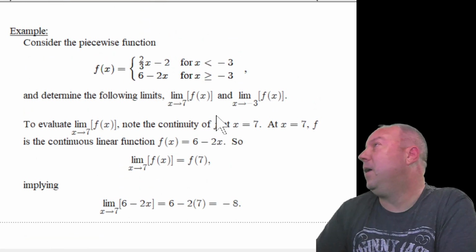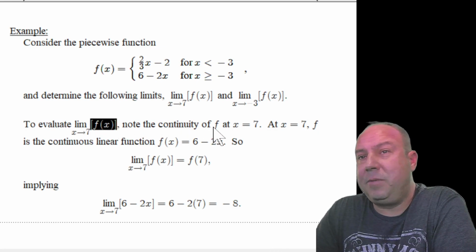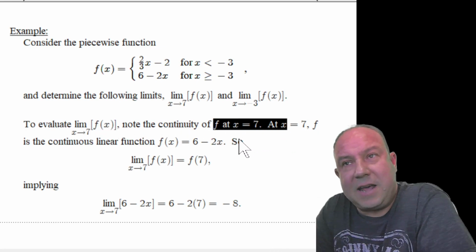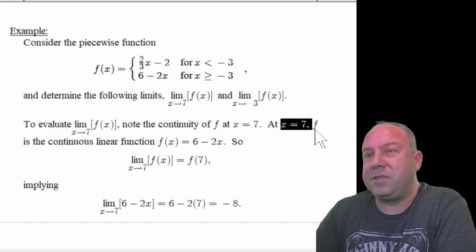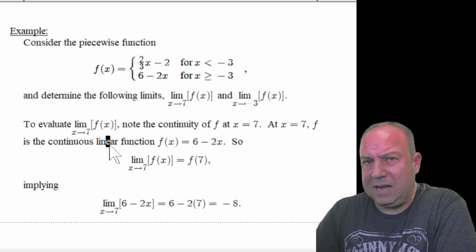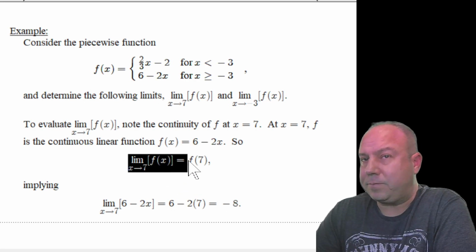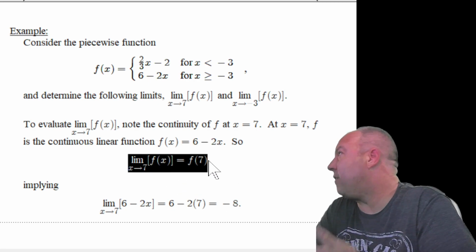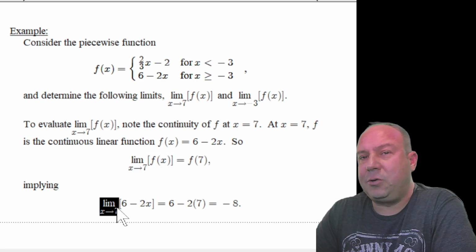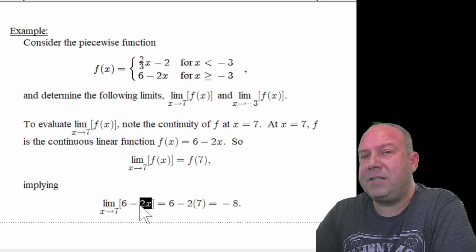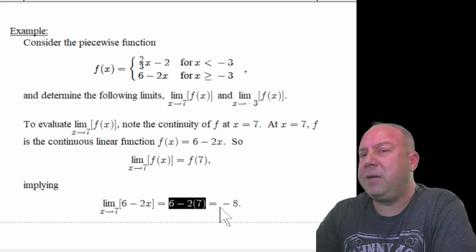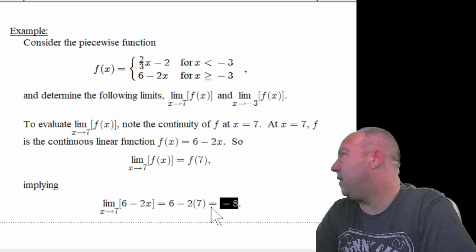To evaluate this limit, we just take note of the continuity at x equal to 7. At x equal to 7, f is a nice continuous linear function, 6 minus 2x. So that limit is really just the value of f at 7. Substituting 7 into this function, 6 minus 2x, for the value of x, we get 6 minus 2 times 7, which simplifies to -8.